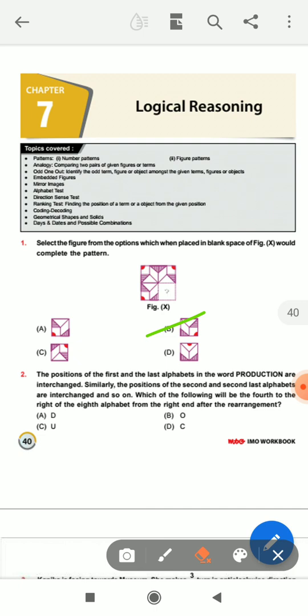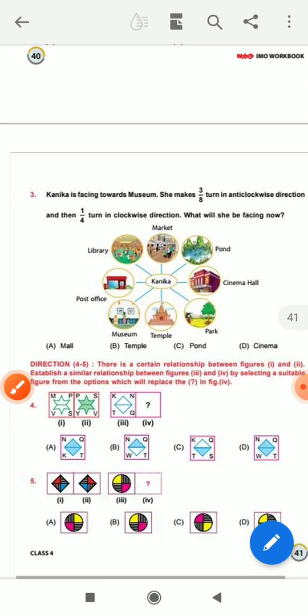This is PRODUCTION. What is the word after the interchange? The fourth is D. So the answer is option A, D. Option A, D, the answer is correct. Okay, student. Next I discuss question number 3.